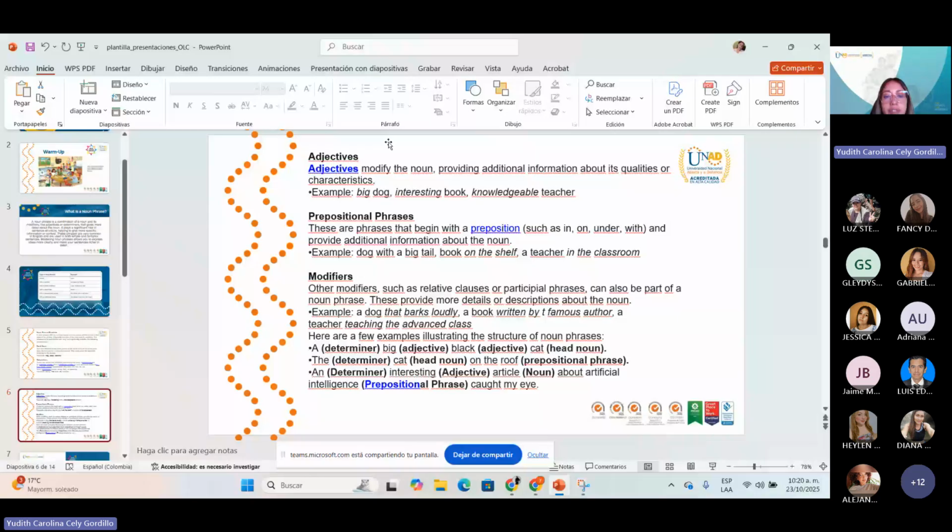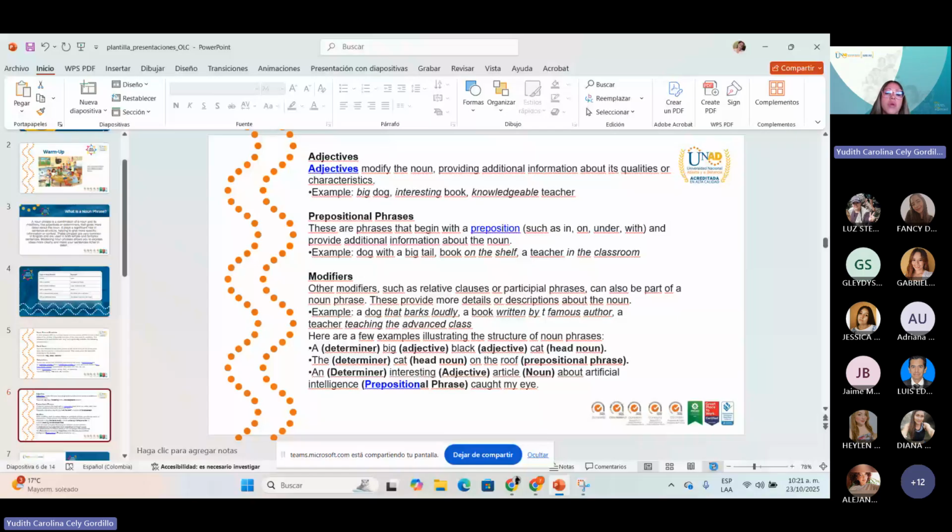The prepositional phrases, these are phrases that can start with in, on, under, with, and you can connect them to the noun. For example, dog with a big tail, book on the shelf, a teacher in the classroom, yeah? All those prepositional phrases, you can connect them with the noun and you give more details. Other kinds of modifiers, remember, using the relative clause or participle phrases, you are going to provide all that information.